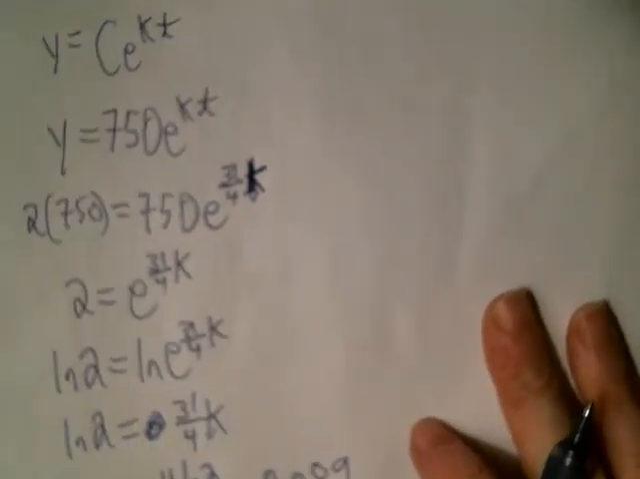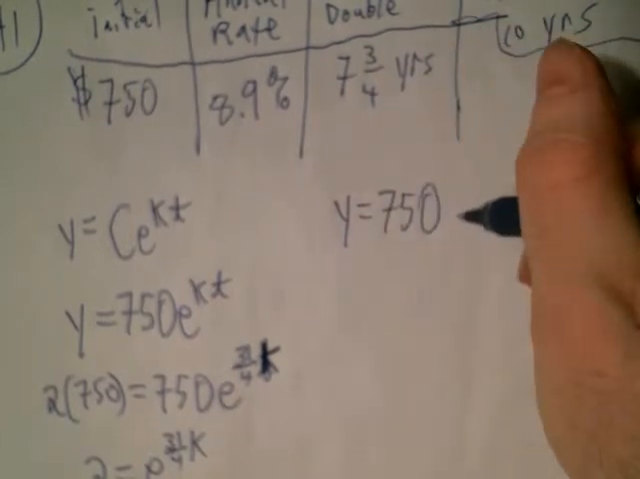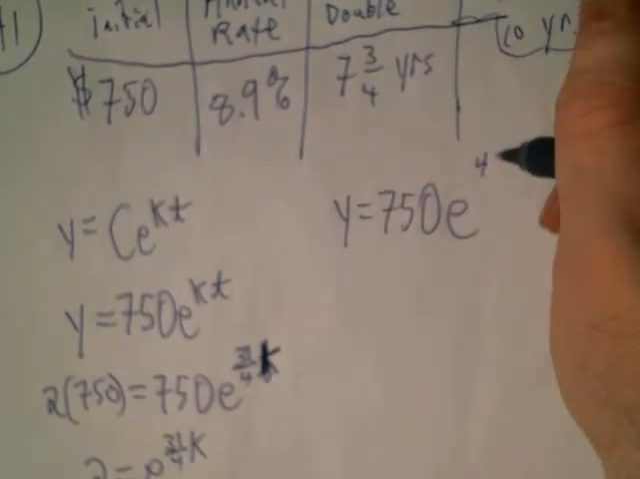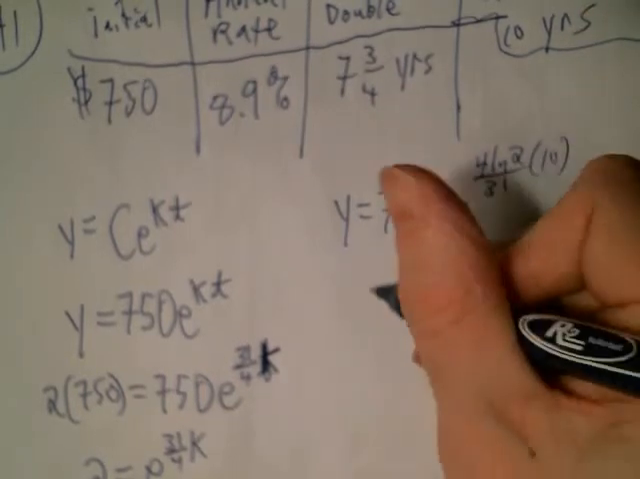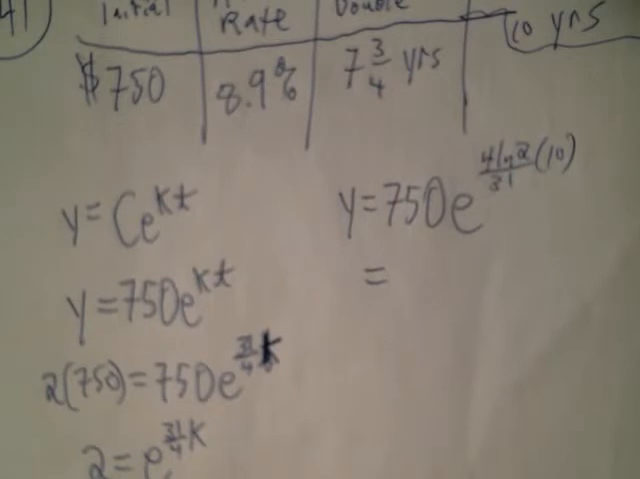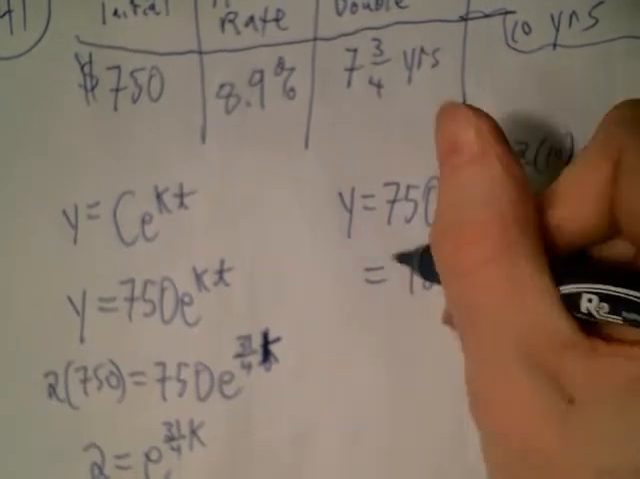Then you can figure out how much you have after 10 years. So y is 750 e to the 4 ln 2 over 31 times 10. And if you plug that in, you get about $1,834 and 37 cents.